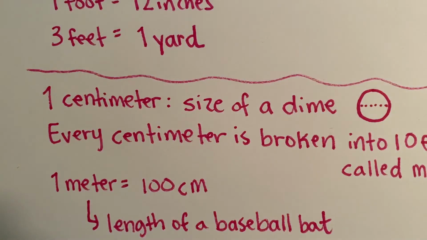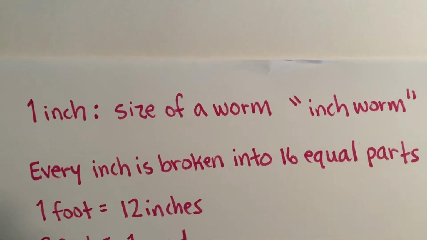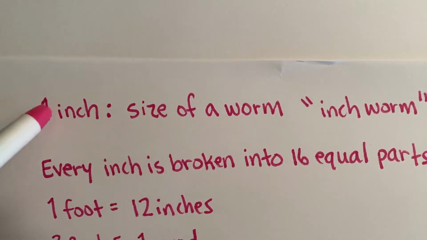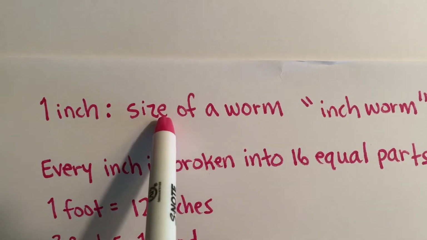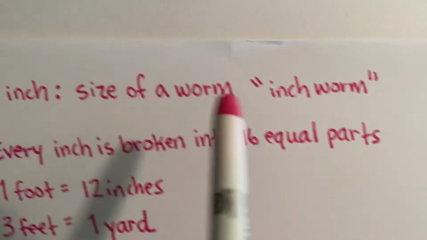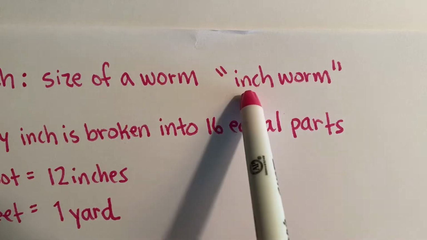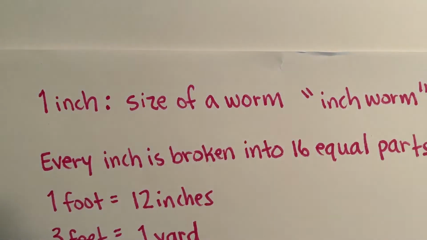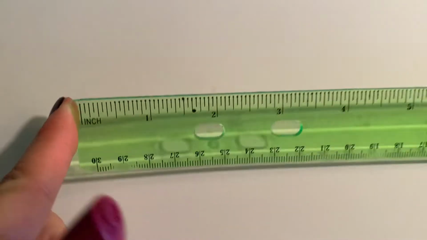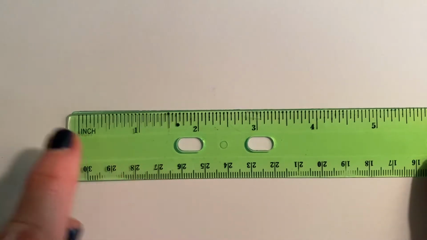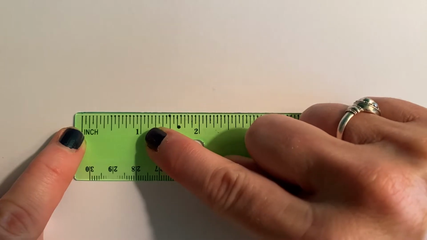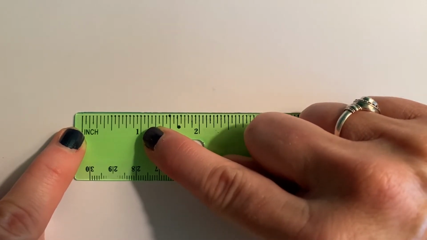We're going to talk about length right here. Okay, so you guys know and have worked with inches. So 1 inch is about the size of a worm. Did you ever hear the term inchworm? Yeah. So 1 inch is the size of a worm. And let me show you, because you've used rulers before. So here's a ruler, and I'm on the inches side. So 1 inch is like from here to there. Okay, that's the length of an inch.